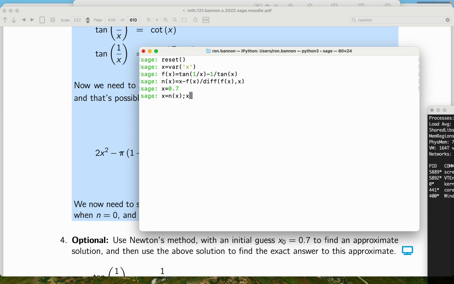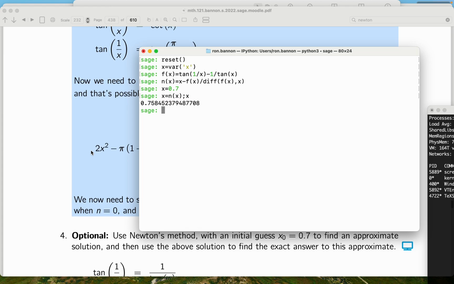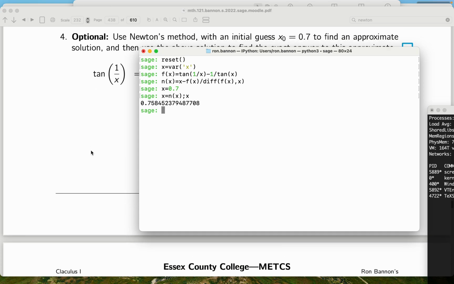What's this going to do? It's going to evaluate Newton's method. That's going to be x minus f of x divided by the derivative of f. It's going to evaluate that at 0.7 and give that back to x, and then we're going to display it. All right, that's the number I get there. Now someone says that's a better guess than 0.7. It is, but this thing is going to be quite erratic.